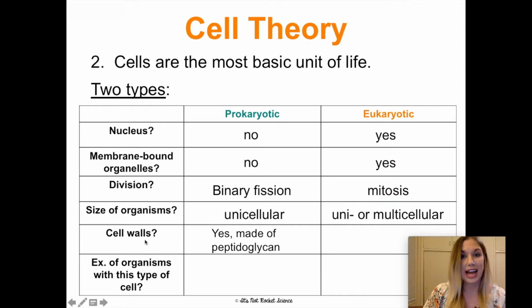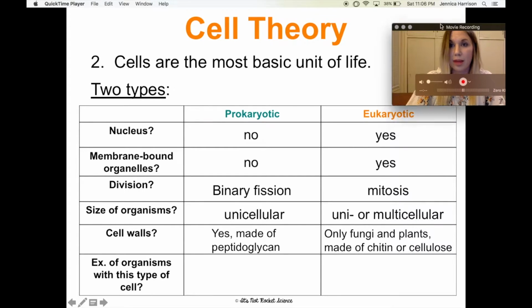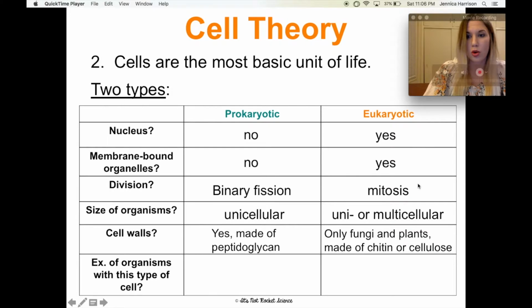Prokaryotic cells have cell walls on the outside, and they are made out of peptidoglycan, okay? And that's just a type of sugar, don't worry about that too much, okay? And then eukaryotic cells only have cell walls if they are fungi or plants, and they are made up of chitin, that is a type of carbohydrate, or cellulose.